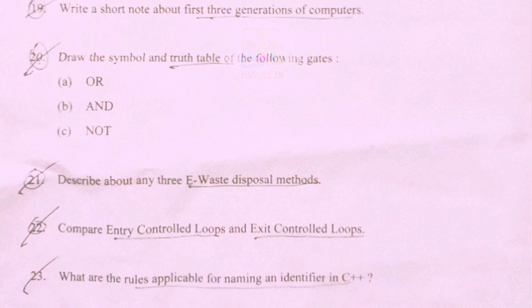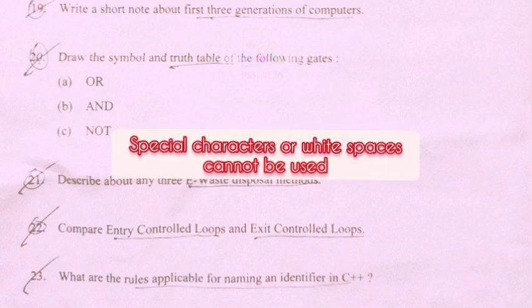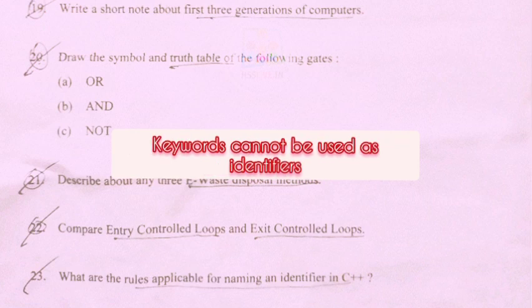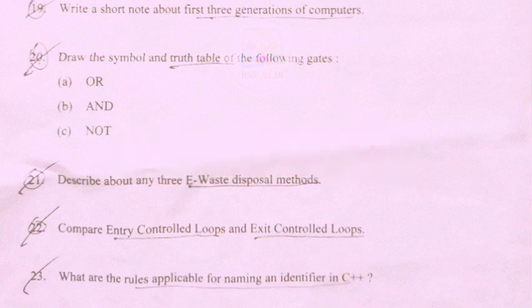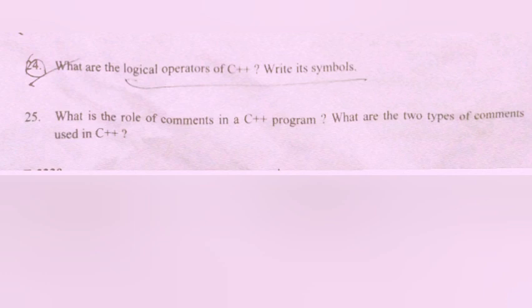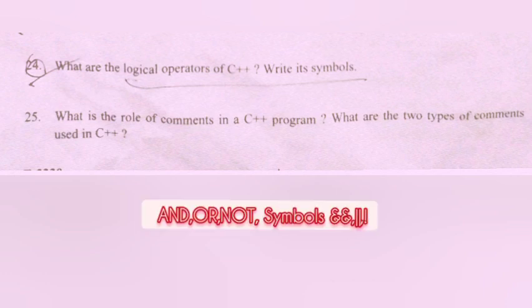23. What are the rules applicable for naming an identifier in C++? Answer. 1. Special characters or white spaces cannot be used. 2. Keywords cannot be used as identifiers. 3. The first character must be a letter or underscore. 24. What are the logical operators of C++? Write its symbols. Answer. AND, OR, NOT.